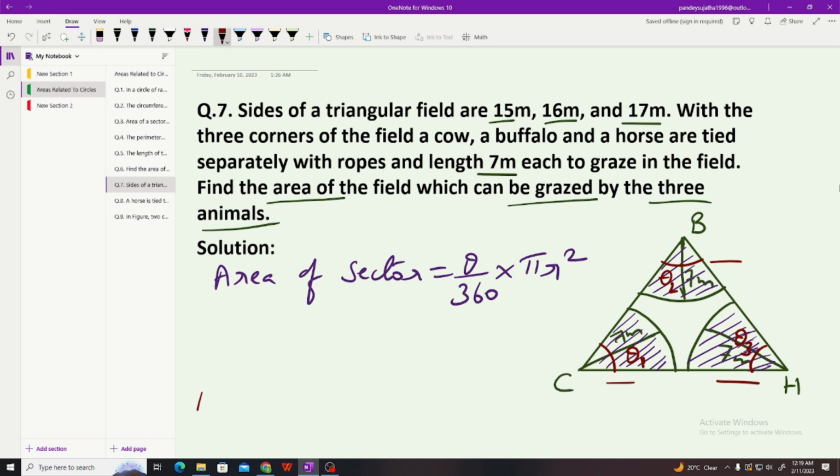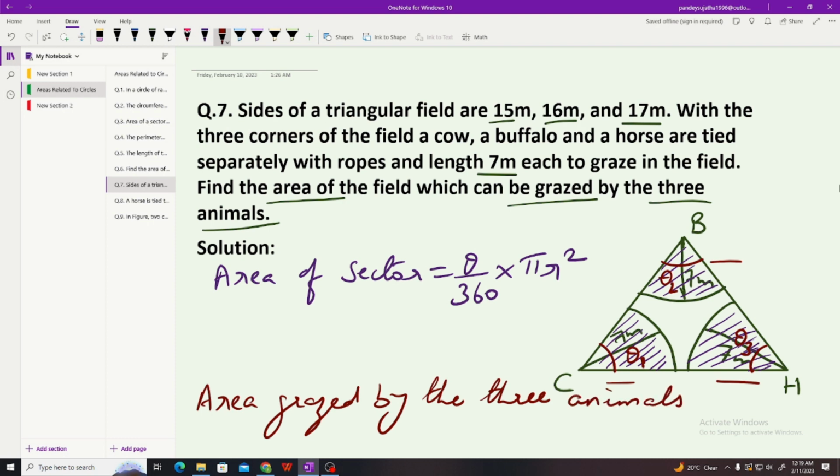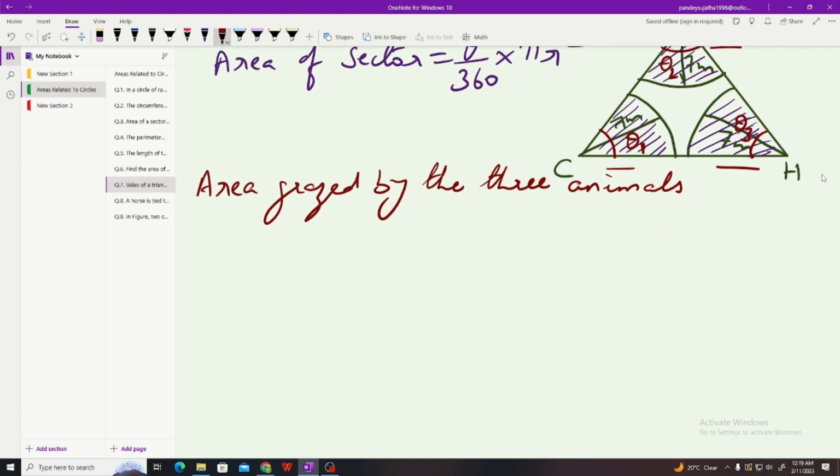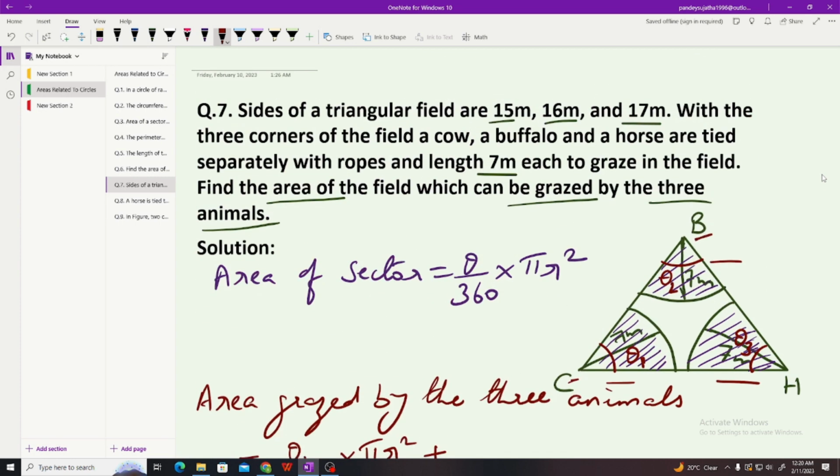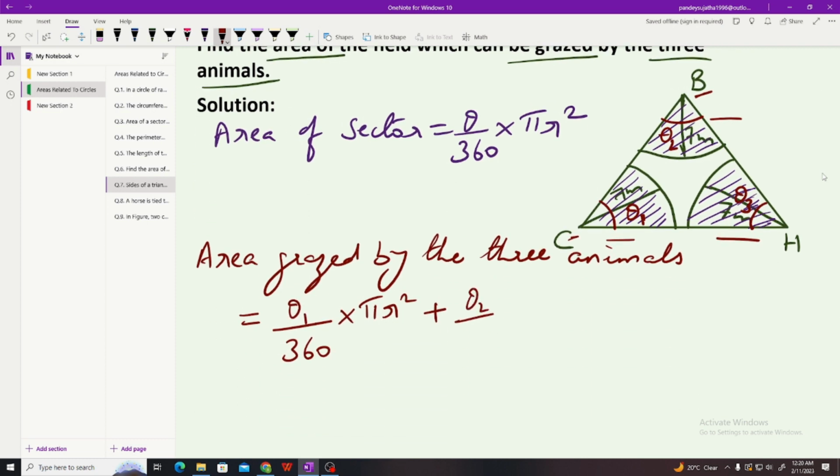So the area grazed by the three animals is equal to the area grazed by the cow, which will be theta 1 upon 360 into pi r square, plus the area grazed by the buffalo will be theta 2 upon 360 into pi r square, plus the area grazed by the horse will be theta 3 upon 360 into pi r square.